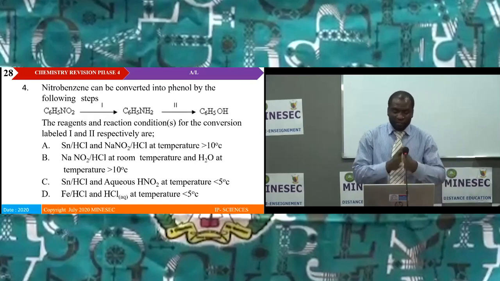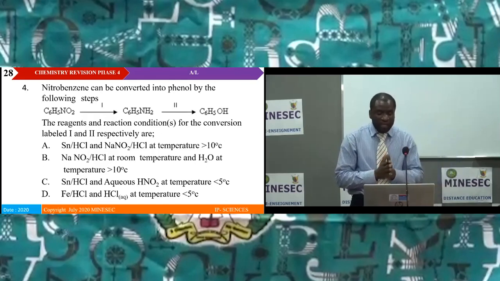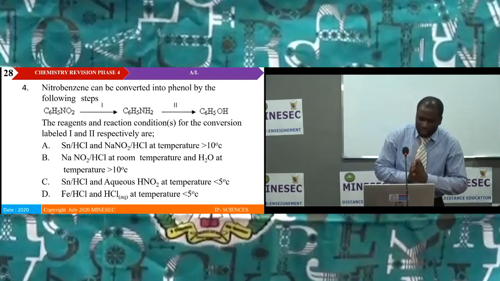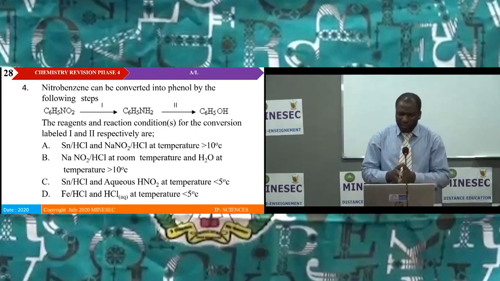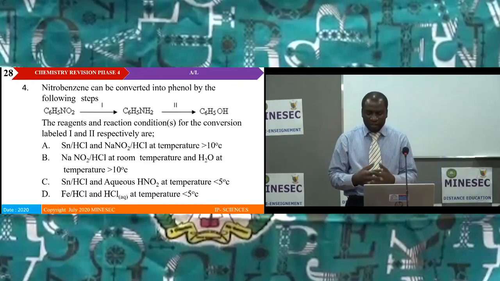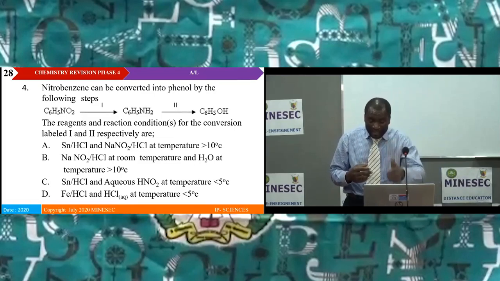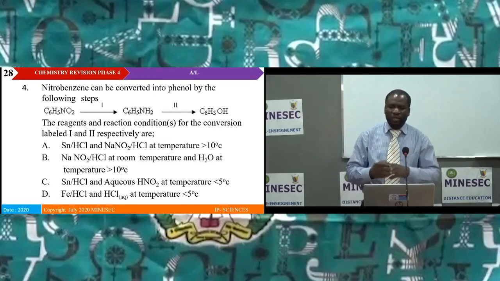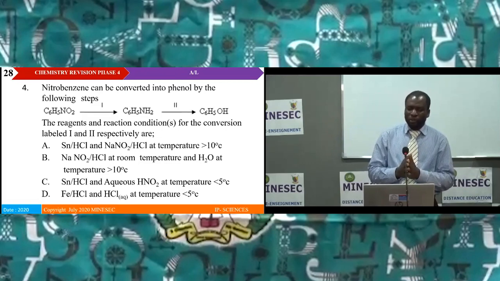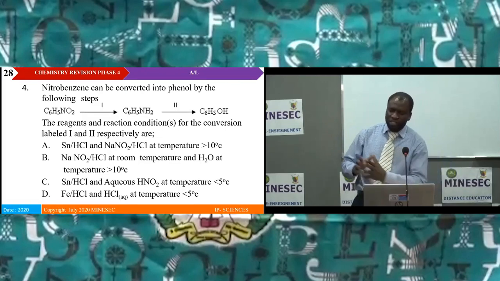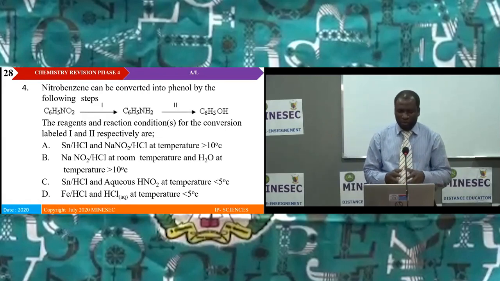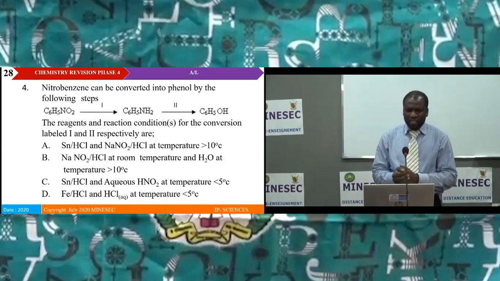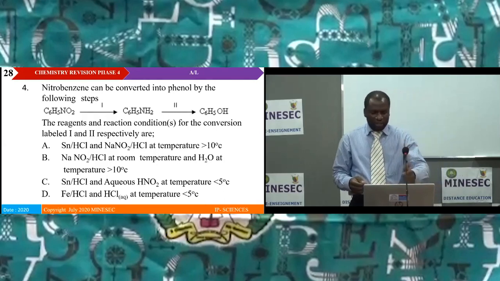And to convert phenylamine to phenol, we react sodium nitrite with hydrochloric acid to produce nitrous acid, and the temperature should be greater than 10 degrees Celsius, so that the benzene diazonium salt decomposes to give us phenol. So our correct reagents correspond to option A.